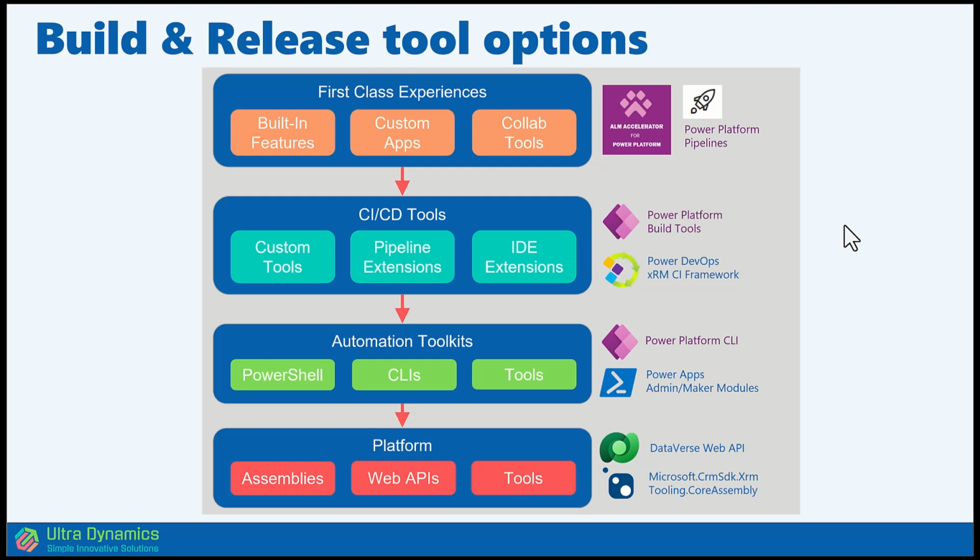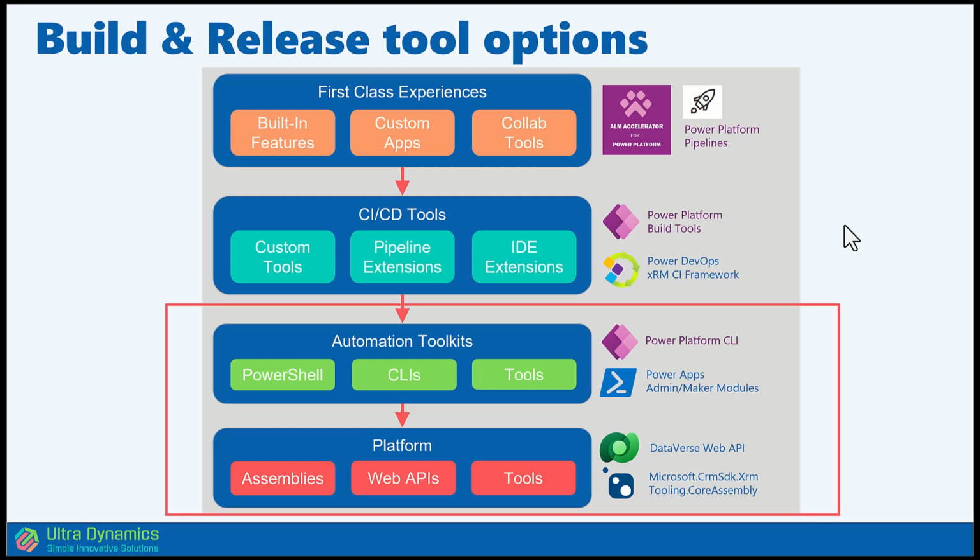Here is a quick recap from part 1. This is the diagram that shows the different options for implementing ALM and DevOps for Power Platform. In today's video, we will be discussing automation toolkits and platform APIs in a little bit more detail.